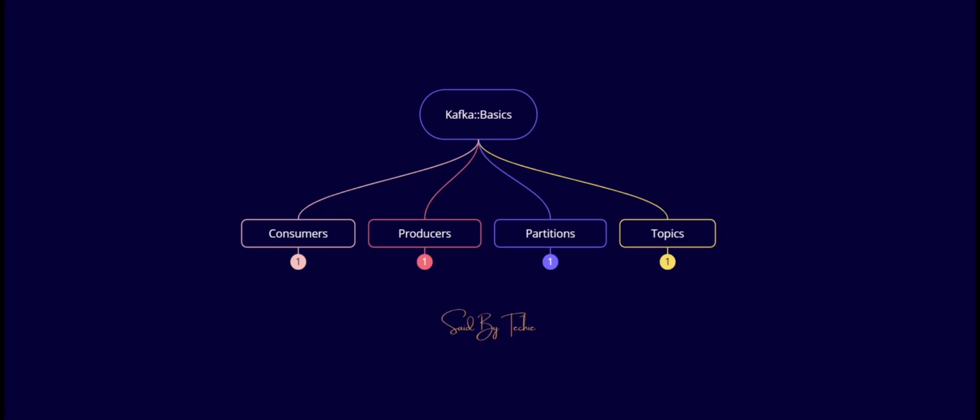Hi. So we are going to discuss the basic concepts of Kafka, like what exactly is a topic and what is a partition. We hear them a lot. We produce to a topic, a consumer reads from a topic, and topics are divided into partitions. So now we are going to discuss each of them.